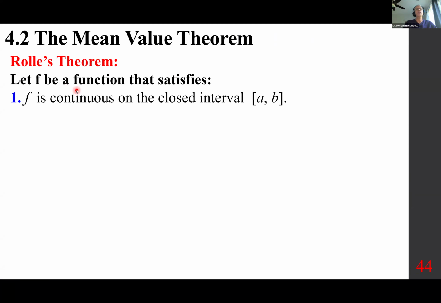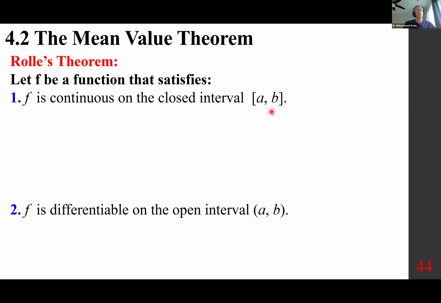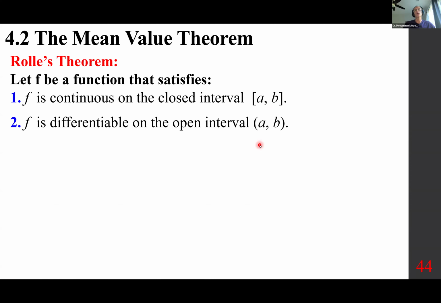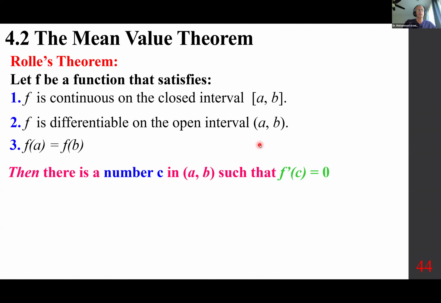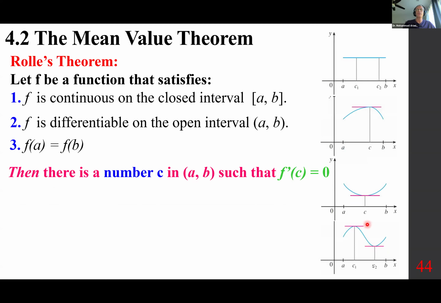Let f be a function that satisfies, number one, f is a continuous function on the closed interval from a to b. Two, f is differentiable on the open interval from a to b. And finally, f of a equals f of b. Then there is a number c in the interval from a to b such that f prime of c equals 0.